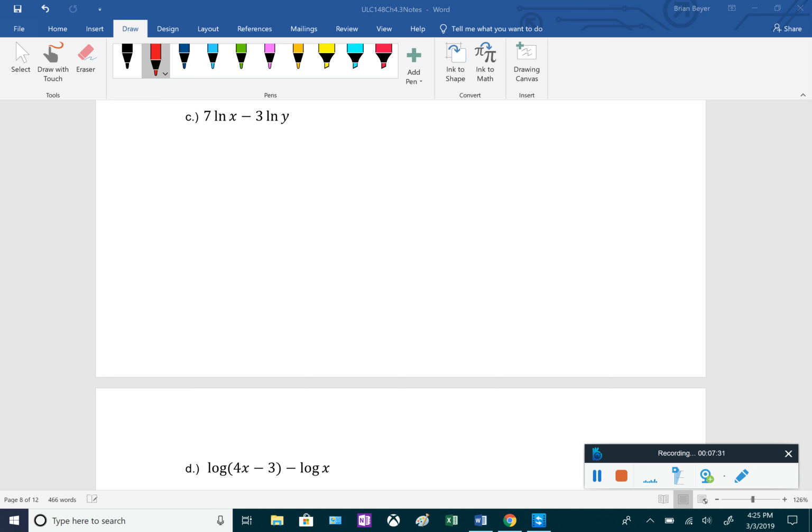7 ln x minus 3 ln y. So this one we need the power rule first, so we need coefficients of 1. So it's going to be ln of x to the 7th minus ln of y to the 3rd. And since they're being subtracted, it's going to be the quotient rule. So it's going to be the ln of x to the 7th, that one's in the numerator because it was positive out front, and then the y cubed is in the denominator because it was negative out front.